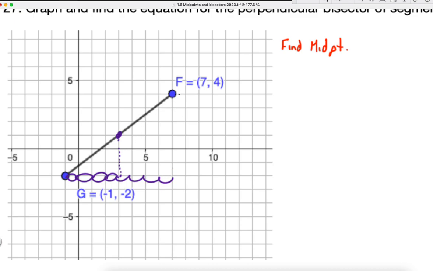I can also check it with the vertical. 1, 2, 3, 4, 5, 6. That's 6 units that I'm going up and down. Well, half of 6 is 3. 1, 2, 3. I follow that over. Boom. It's the same point. So here's my point. My midpoint is here.